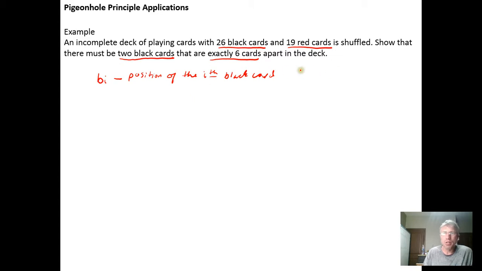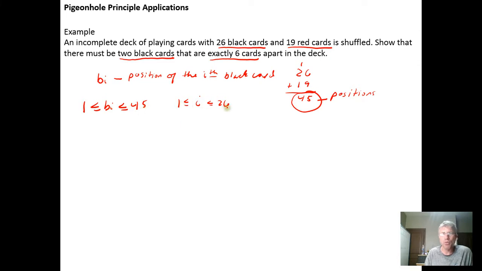So how many cards are in the deck? There's 26 plus 19 cards altogether, so there are 45 positions possible in that deck of 45 cards. That tells me that b sub i has to be a number between 1 and 45, and i has to be a number between 1 and 26, because it's the ith black card. There's 26 black cards. The ith black card will be in position b sub i. So the b sub i's are going to run 1 through 45, and i runs 1 through 26.